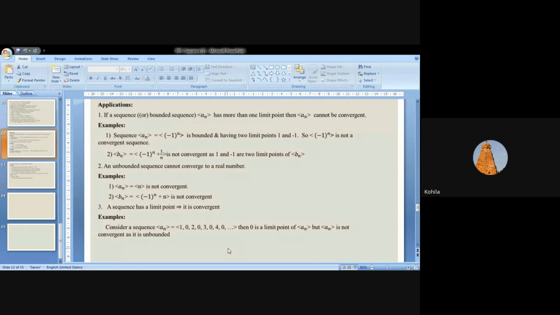The second example, b_n equal to (-1)^n plus 1/n, is not convergent. You can try it yourself whether it has 2 limit points, 1 and -1. The first example is a simple one. The second example you can try yourself, then only can we get a clear idea about that convergent concept.